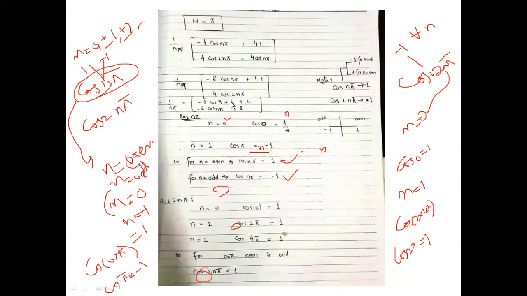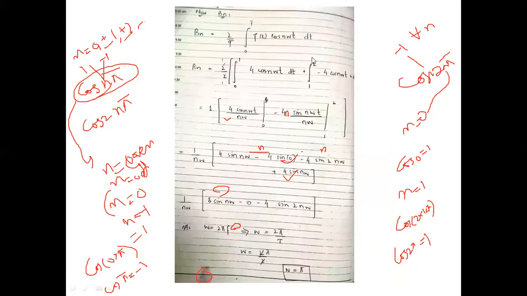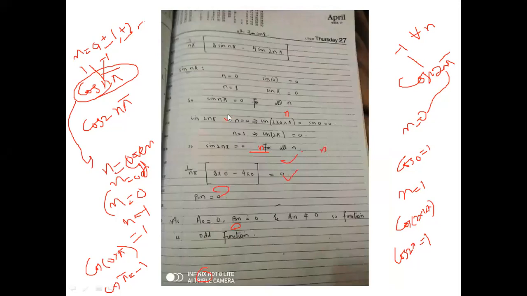Now bn. bn is 2 by T, integral from 0 to T of f of t cos n omega t. Now bn is the coefficient of the cosine term. So putting the values, from 0 to 1 it is 4, from 1 to 2 it is minus 4. So now cos pi, and omega is pi, so we get sin n pi and sin 2n pi.